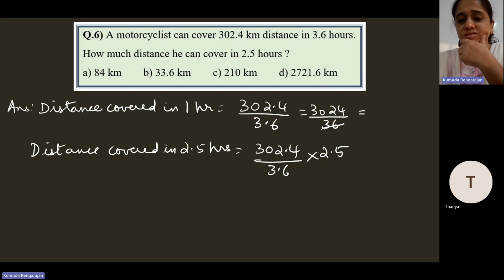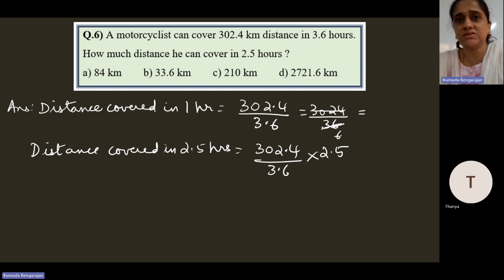Let's try: is the numerator divisible by 2? Is it divisible by 3? Sum of the digits, 3 plus 2 is 5, 5 plus 4 is 9. So the numerator is divisible by both 2 and 3, then it's divisible by 6, right? So let's divide by 6.